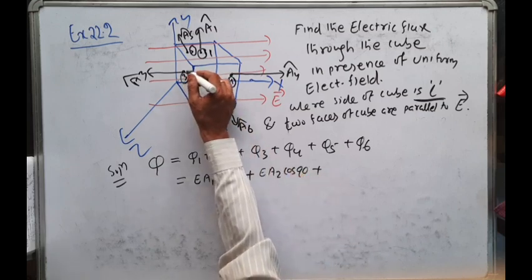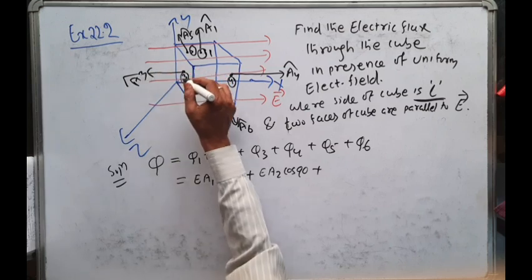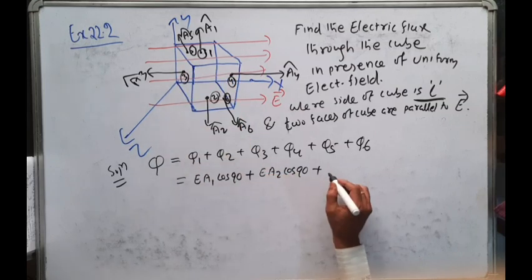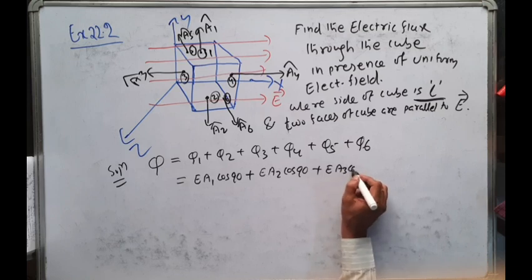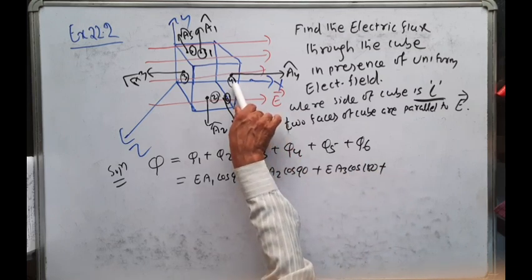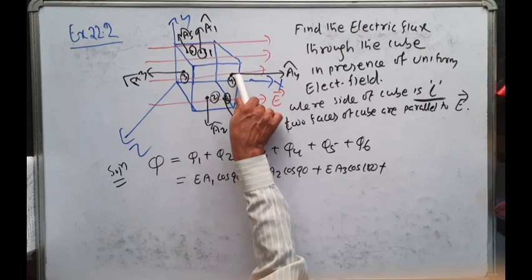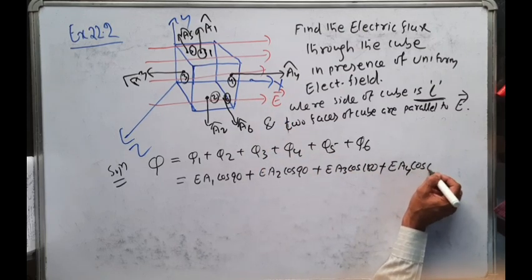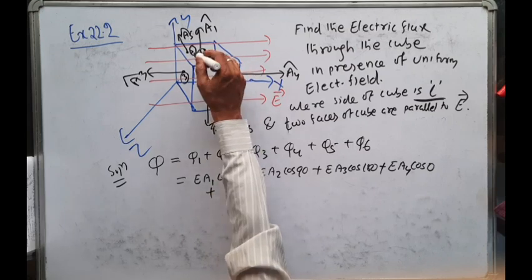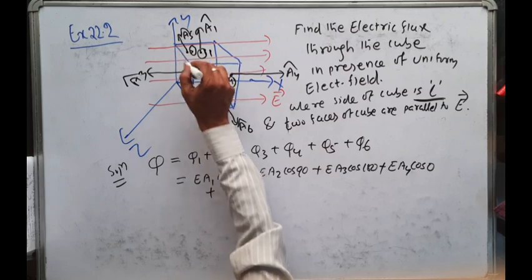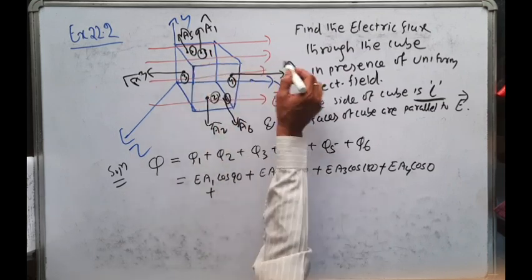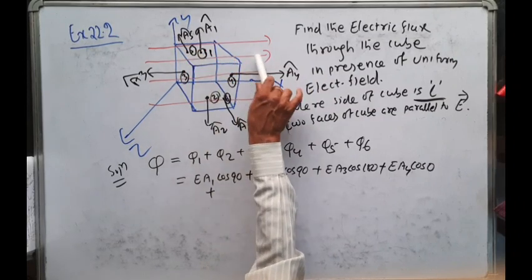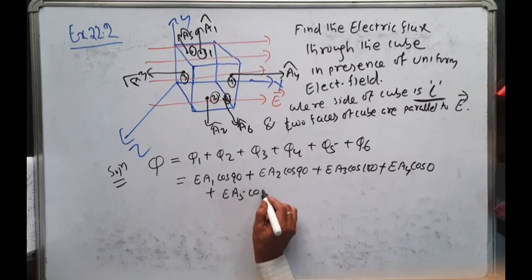Then what is the flux phi 3? Here the area vector is towards left, the electric field is towards right. So the angle between them is 180 degrees. So we can write E A3 cos 180 degrees. Plus what is phi 4, the flux through the fourth surface? Here the area vector is towards right, and the electric field is also towards right, so the angle is 0. Plus the fifth surface, which is perpendicular in the backward direction, while the electric field is horizontal. So the angle between the fifth area vector and the electric field is 90 degrees, so you can write E A5 cos 90.